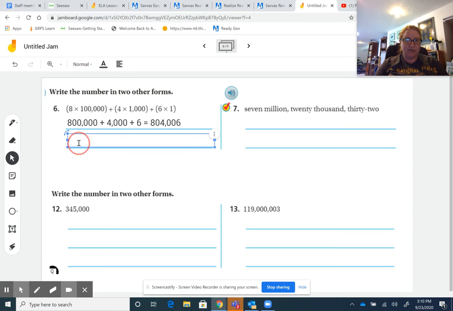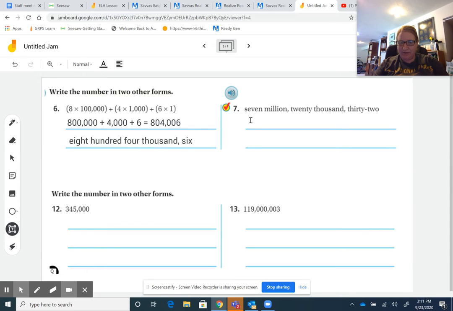All right, let's try to put it in written form. So we have 804, that's the first section, 804,000, then your comma, and then what's left over? 6. Let's look at number 7. Number 7 is already in word form for us, so I'm going to put it in standard form first.